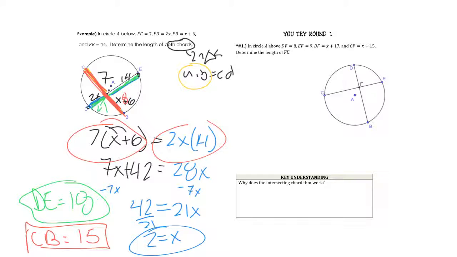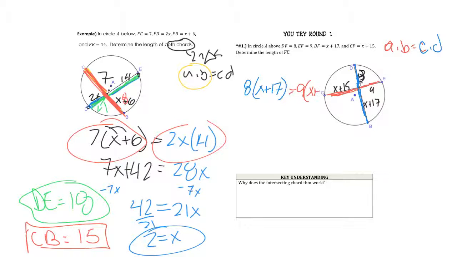All right, so pause the video, hit play, and I'm going to show you the answer. So DF is 8. So in this problem, I see I have 2 intersecting chords, so I could use that intersecting chord theorem. The part of one times the part of that same line equals part of the other line times part of that other line. So here I'm going to multiply 8 times x plus 17. Don't forget parentheses around those. Equals, the other line is 9 times x plus 15.